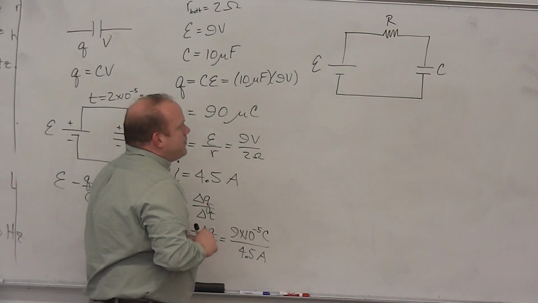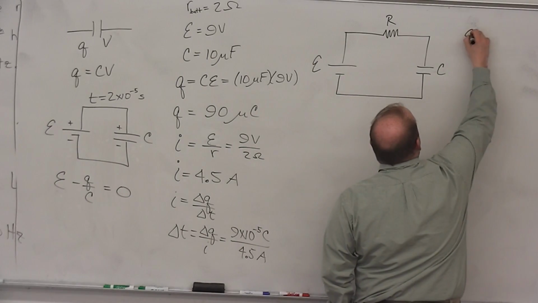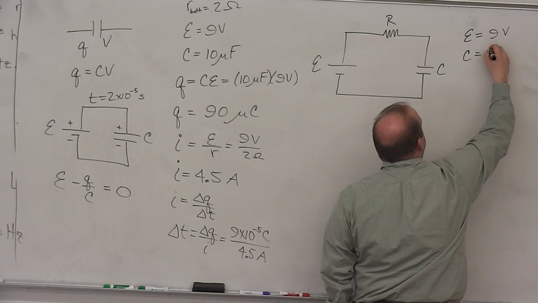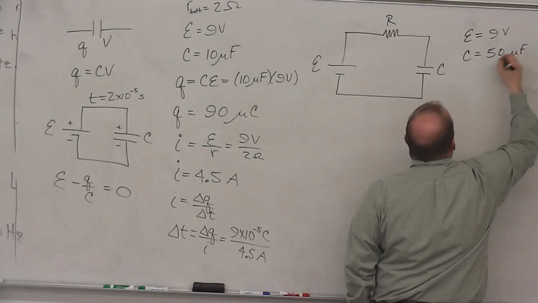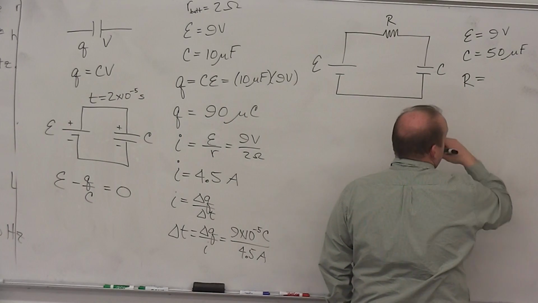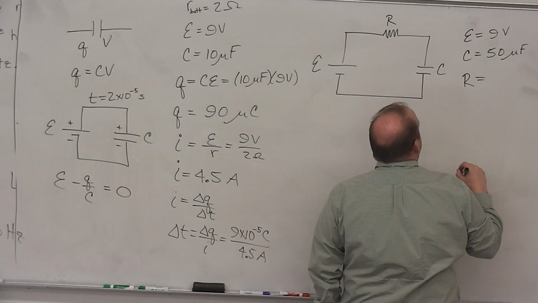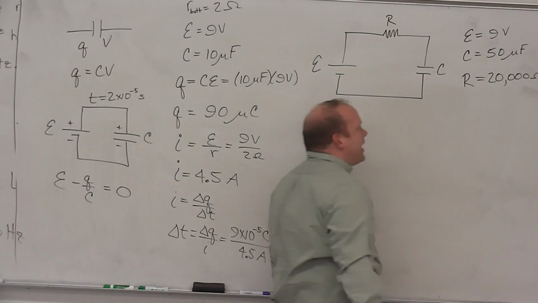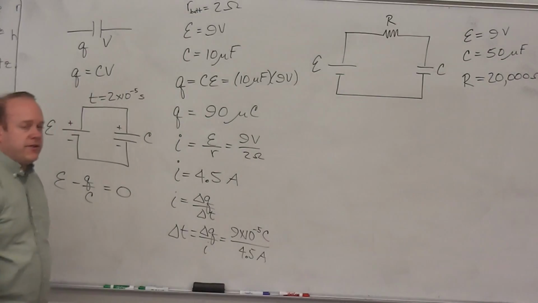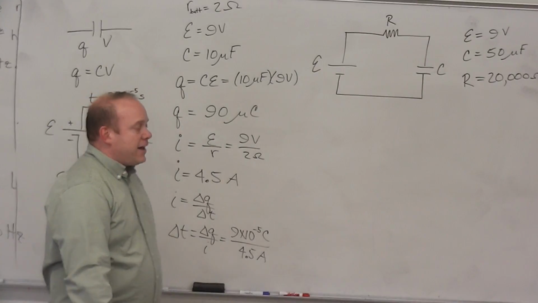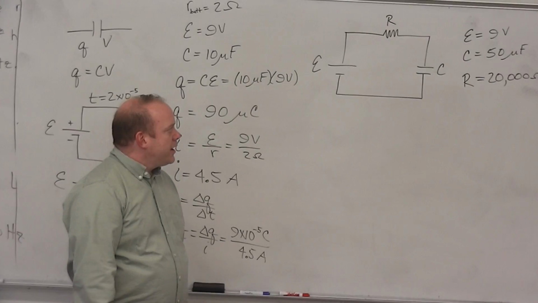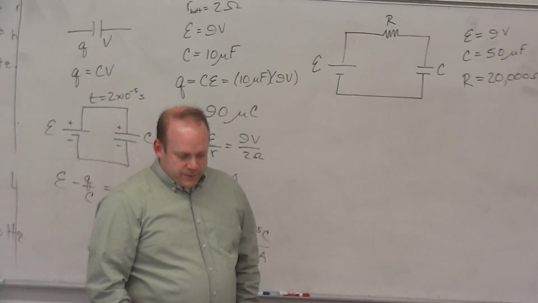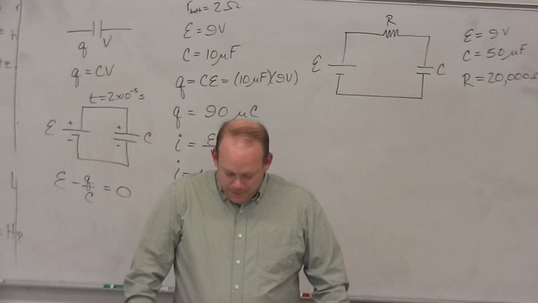Let's make E equal to 9 volts. I'll kick the capacitor up to 50 microfarads. And I'm going to make that resistor, we'll say, 20,000 ohms. That is a pretty big resistor, but it's not unreasonable. Resistors we'll be using in class go up to 100 kilo ohms, and they're still little small things. It doesn't take much to make a resistor that big.